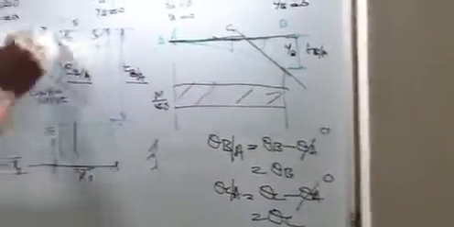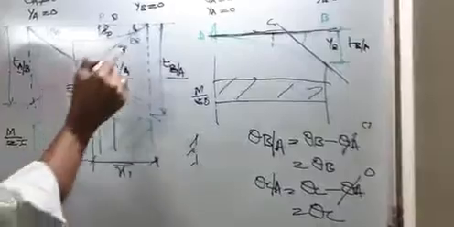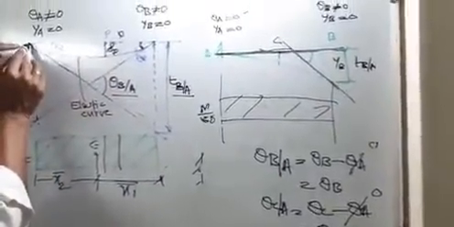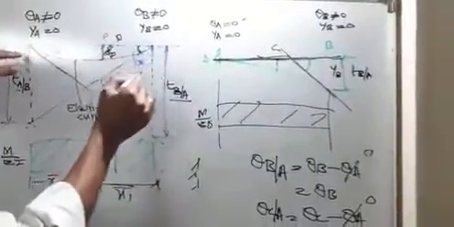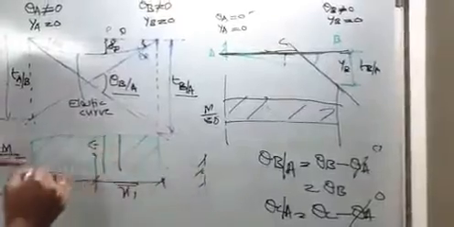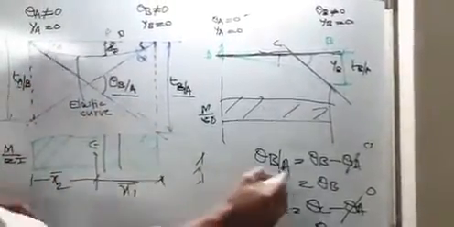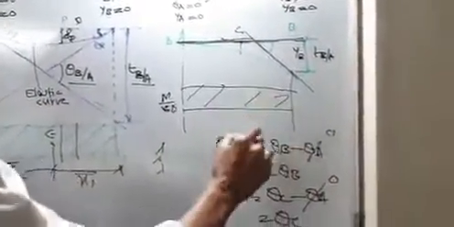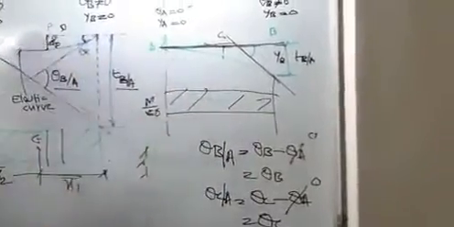Whereas in a simply supported beam it doesn't happen, because the slope at A is there and the slope at B is also there. If you take the area of the M by EI diagram between those 2 points, it gives you the change in slope. Here, the slope at one of the points is known. That is the advantage of a cantilever beam.